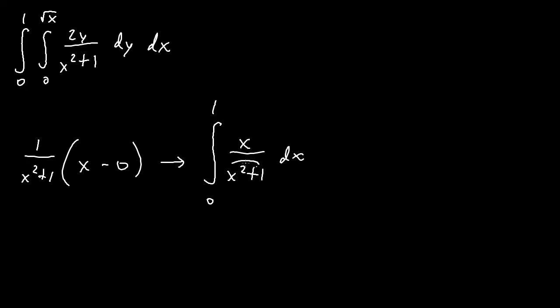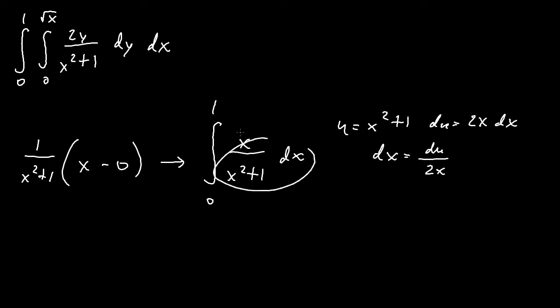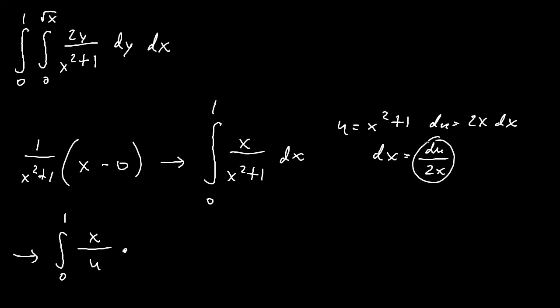Now realize this is just a simple u substitution problem. So if u equals x squared plus 1, du is going to be equal to the derivative of x squared plus 1, which is 2x dx. So then dx will equal du over 2x. If I go ahead and substitute that into the integral, we'll get the integral from 0 to 1 of x over x squared plus 1, which I made to be u, times dx, which is equal to du over 2x.